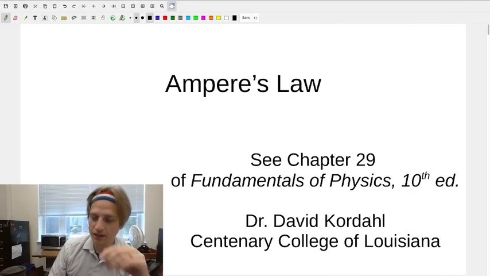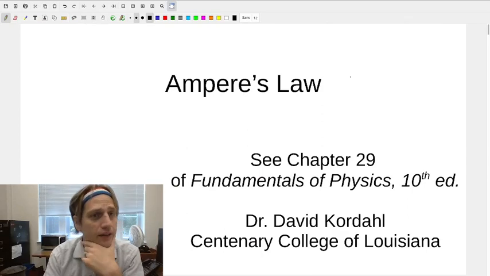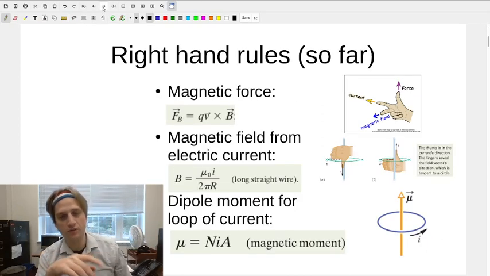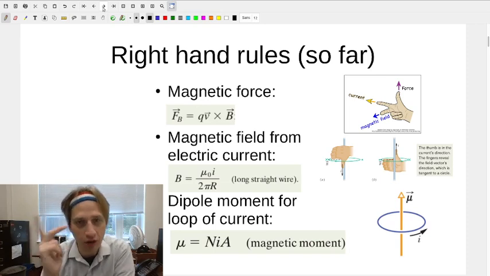Hello physics fans, today we're going to be discussing Ampere's law and finishing up our material on dipoles. You'll remember from last week that we have 3 right-hand rules so far. We're going to get a new one today.